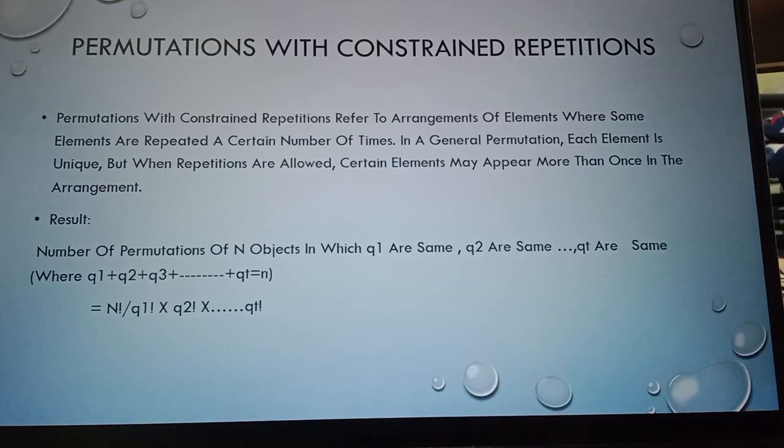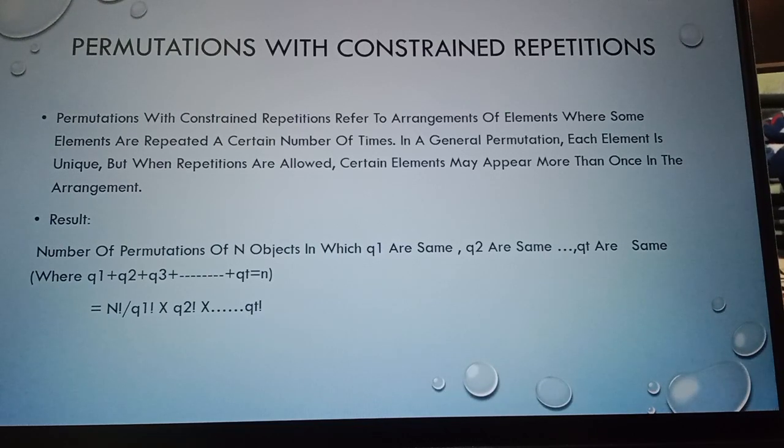So what does permutation with repetition mean? Before that, in a permutation each element is unique, and in permutations with repetitions, there are certain elements that may appear more than once or many times. In a permutation with repetition there will be an arrangement of elements where some of the elements are repeated a certain number of times.